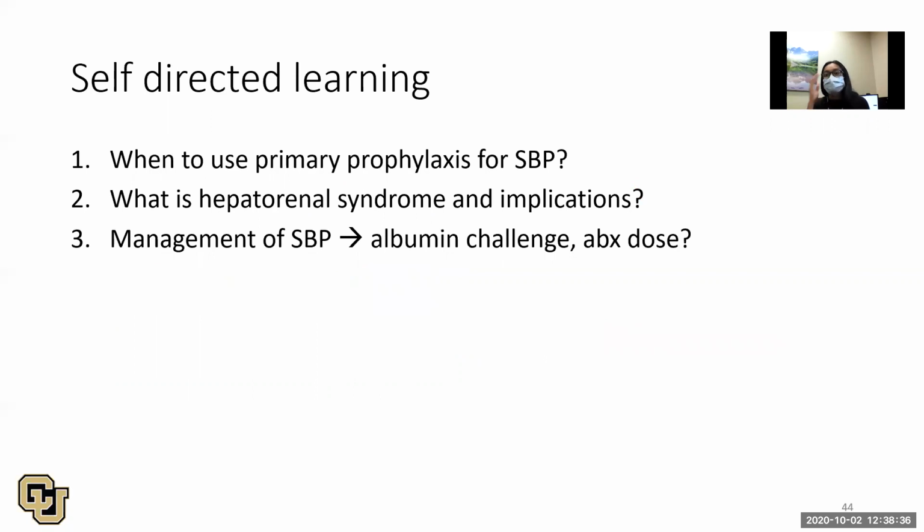And then I wanted to give you guys some self-directed learning topics. So look into when one would use primary prophylaxis for SBP, because there is data around that. Look into what is hepatorenal syndrome and the implications of it. And then management of SBP. Our patient didn't have it, but if he had it, what would you do? What antibiotic would you use? What is an albumin challenge? And so look into some of these things to enrich yourselves.